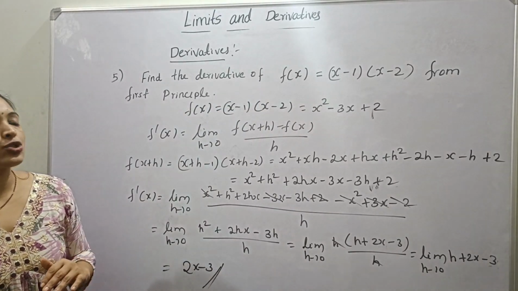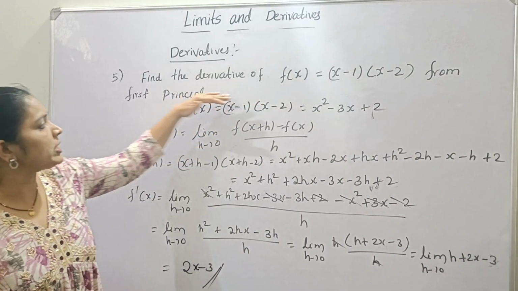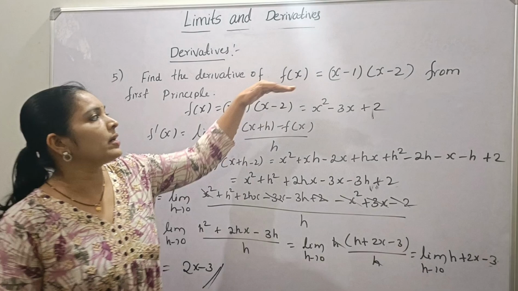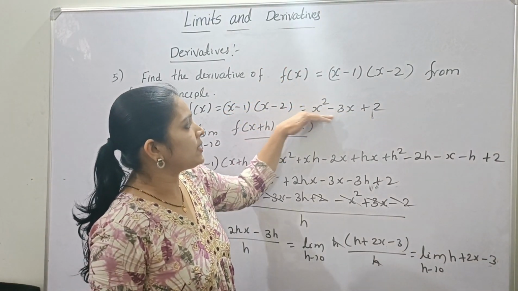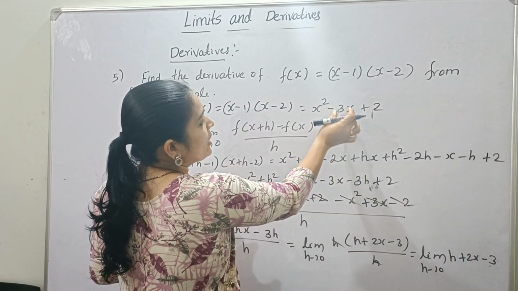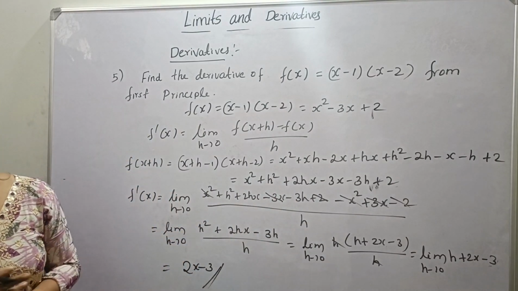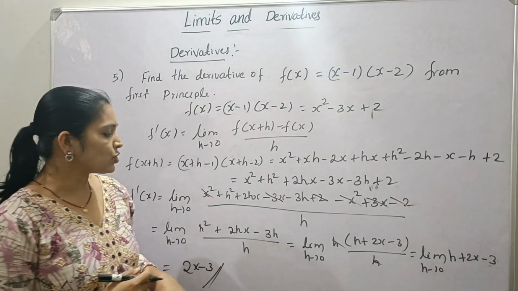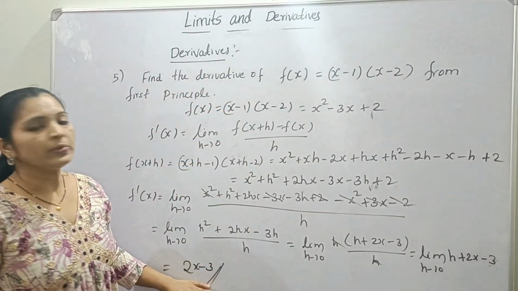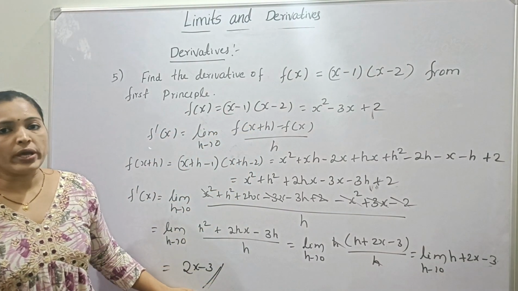Say, suppose if you are asked to find the derivative of this function, okay, suppose if it is not mentioned from first principle, directly you can find this derivative. That is, first you expand it, that is x square minus 3x plus 2. After that, find one by one. Derivative of this, derivative of this, derivative of this. So derivative of a constant is nothing but 0. Okay, that you will study. So here we have found the derivative of the given function from first principle. So derivative of x minus 1 into x minus 2 is 2x minus 3.